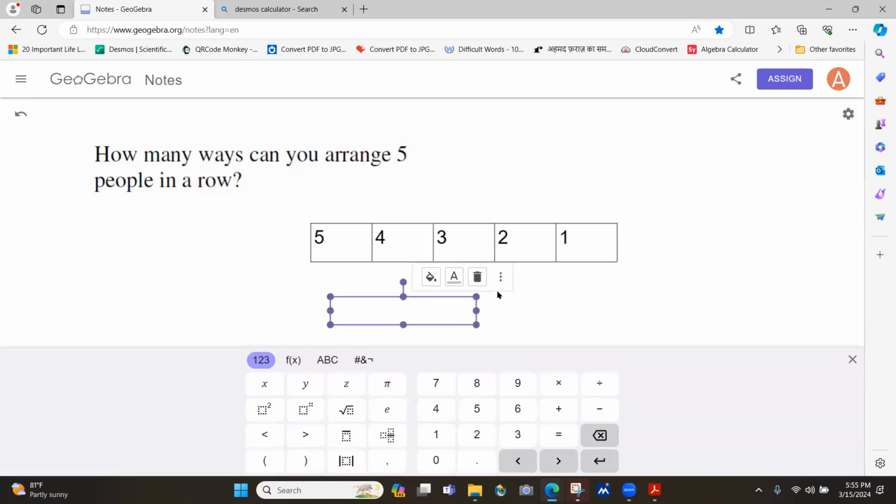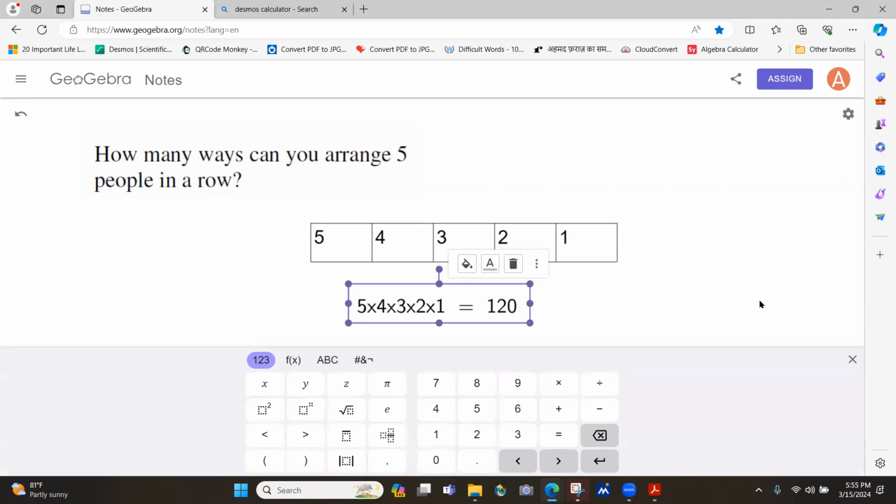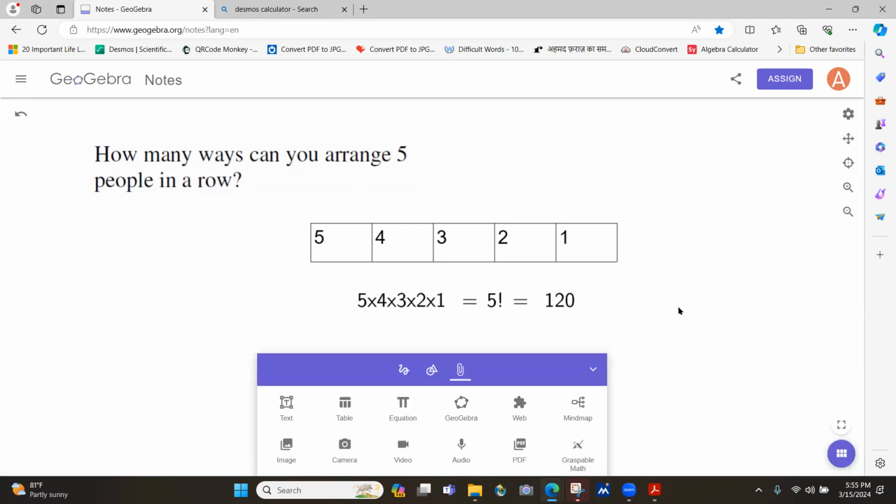So the answer is going to be 5 times 4 times 3 times 2 times 1. By the way, that's going to be 120. Okay. So one more thing, guys. We don't write 5 times 4 times 3 times 2 times 1. It gets very tedious very fast. What we really do is we call it 5 factorial. If you write 5, then an exclamation mark, it's read 5 factorial, and 5 factorial simply means 5 times 4 times 3 times 2 times 1.